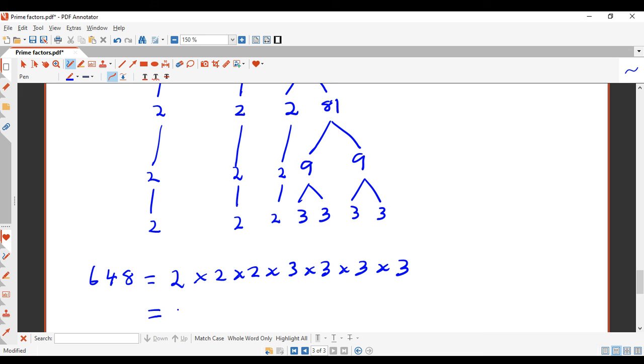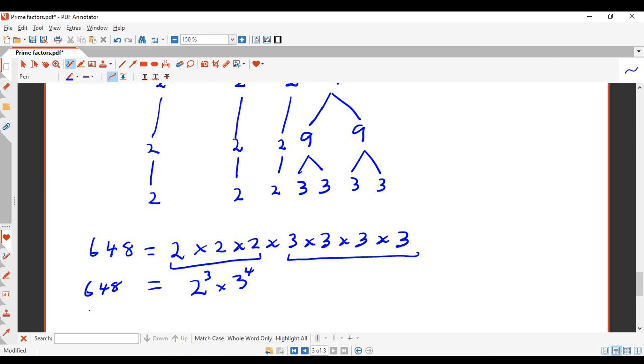Now I've got to put that in index notation. If I've got 3 2's there, that's 2 cubed times, and I've got 4 number 3's here, so this will be 3 to the power 4. So 648 is equal to 2 cubed times 3 to the power of 4. And that's it.